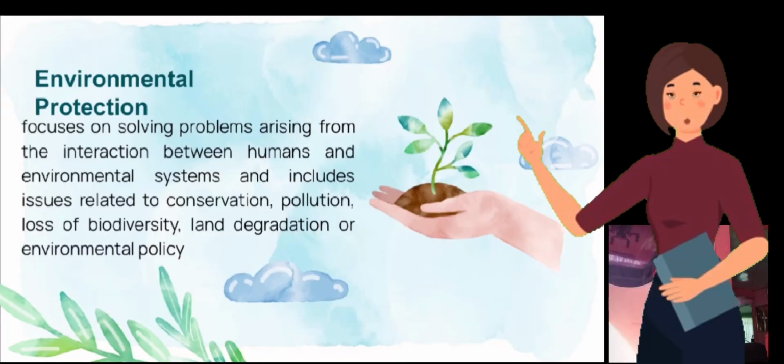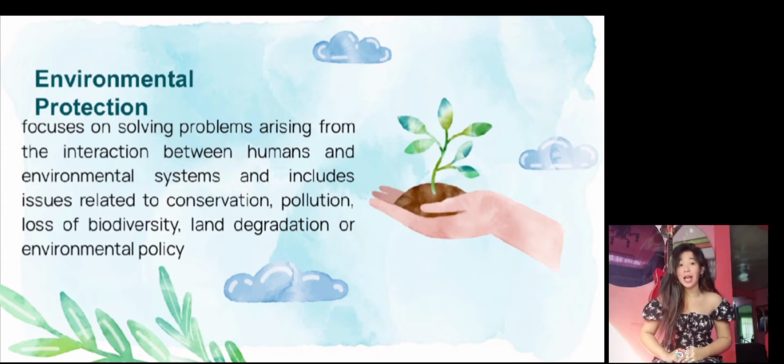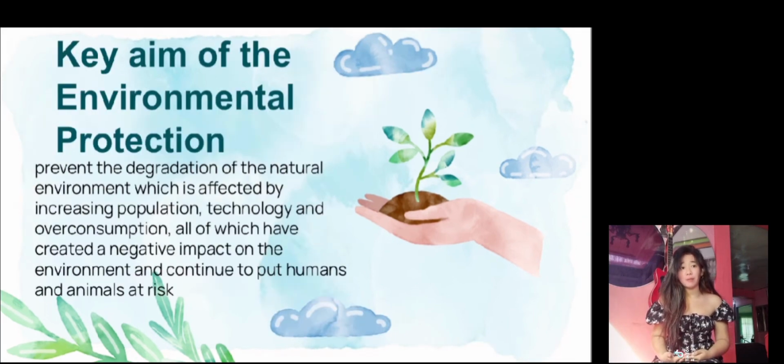Environmental protection focuses on solving the problems arising from the interaction between humans and environmental systems. This includes issues related to conservation, pollution, loss of biodiversity, land degradation, or environmental policy. The key aim of environmental protection is to prevent degradation of the natural environment, which is affected by the increase of population, technology, and overconsumption, all of which have created a negative impact on the environment and continue to put humans and animals at risk.